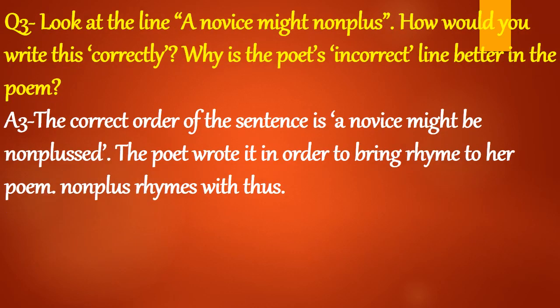Question number 3. Look at the line, a novice might nonplus. How would you write this correctly? Why is the poet's incorrect line better in the poem? The correct order of the sentence is, a novice might be nonplussed. The poet wrote it in order to bring rhyme to her poem. Nonplus rhymes with does. That's why the poet has written this sentence in such a manner.